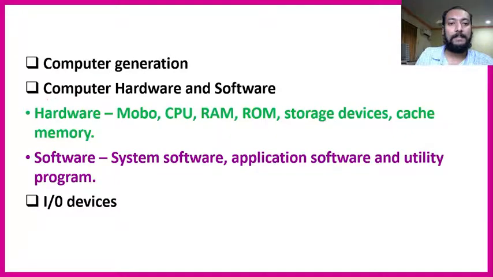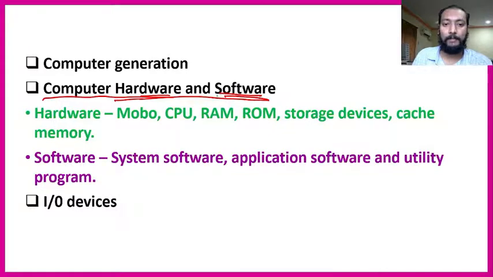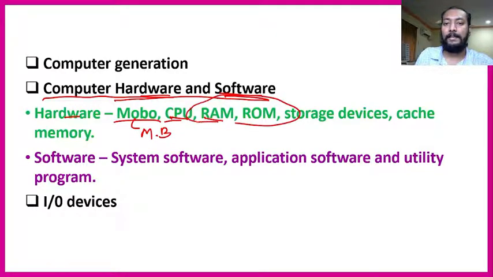Next part is computer hardware and software. We need to understand what is hardware and what is software. Hardware means which can be touched, and software means which cannot be touched. We'll look at this deeply later on. For example, what comes under hardware? MOBO, the short form for motherboard. CPU, central processing unit. RAM, we need to look here. RAM and ROM: random access memory and read-only memory we will be looking at.